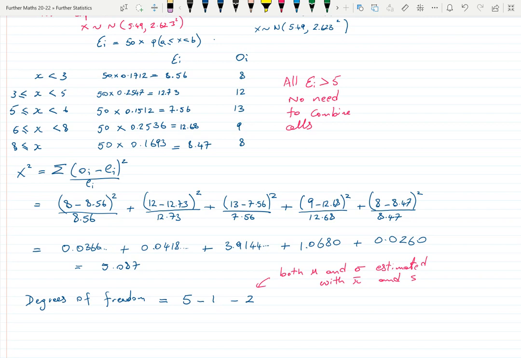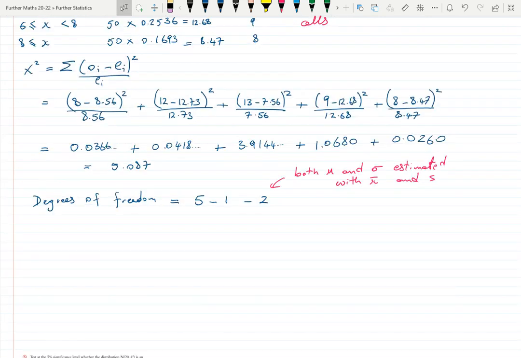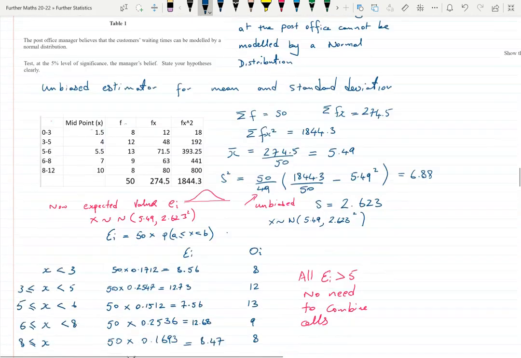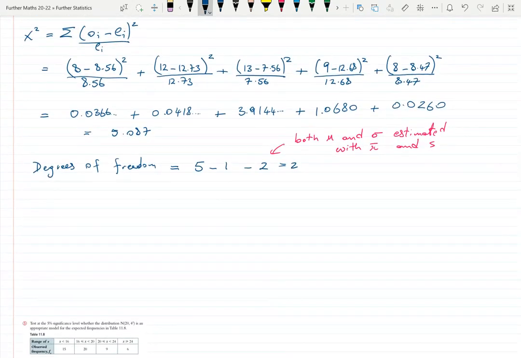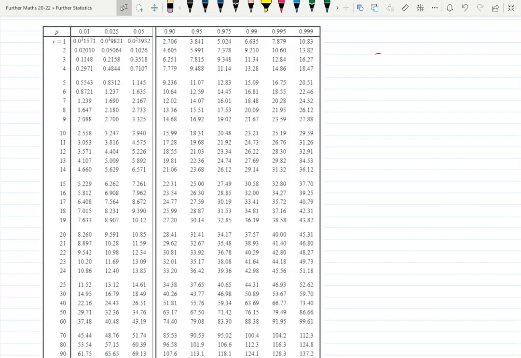Okay, so let's look up that number in a chi-squared table. That makes 2 degrees of freedom. The significance level is 5%, so we want 0.95. Our chi-squared value we're looking for is 2 degrees of freedom at 0.95. So let's look up that value. We can see the value is 5.991. And so we're going to compare that to our X squared value.